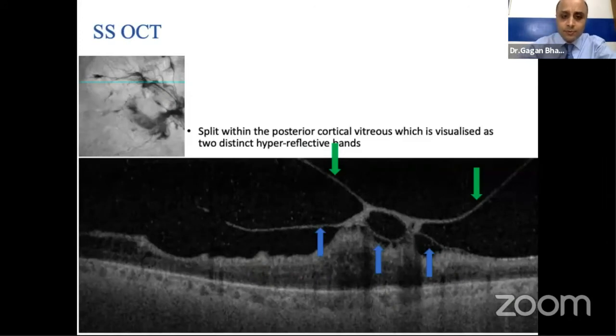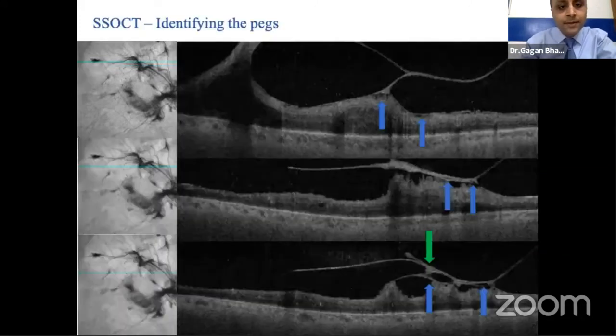I think swept source OCT, which we commonly use to study these cases, in this scan also, you can very clearly see a split within the posterior cortical vitreous, which is visualized as two distinct hyperreflective bands. The band marked with the green arrow is the anterior vitreous leaf, the vitreoschisis leaf, and the band marked with the blue arrows is the posterior vitreous leaf. It is very critical that we go under the blue band, right? So we also study our cases.